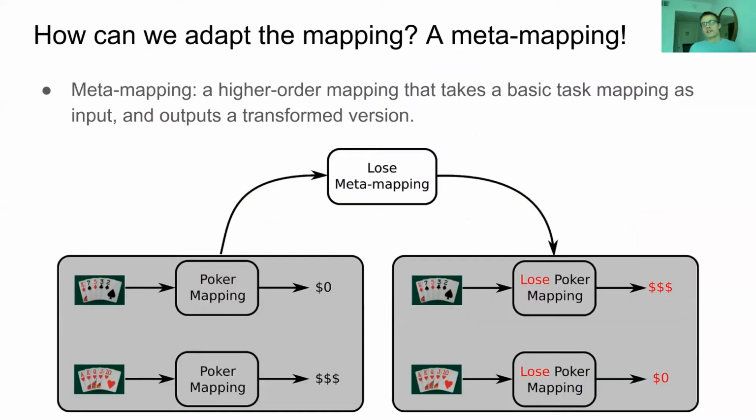So how can we adapt a mapping? Well, the basic idea of this work is to see adapting a mapping as a higher order problem. And we're going to frame adaptation in terms of metamappings, which are higher order functions that take a basic task mapping as input and output a transformed version of the task mapping. So we have this higher order function that takes the poker mapping and outputs the transformed version, the losing poker mapping.